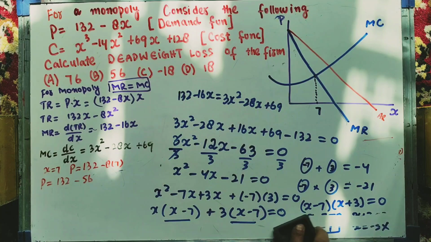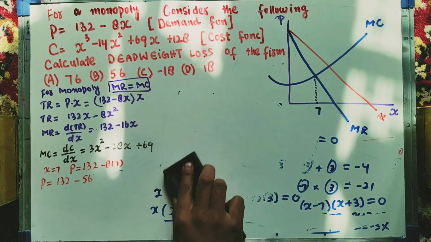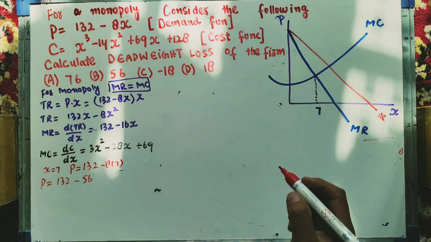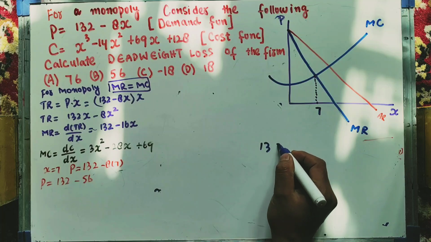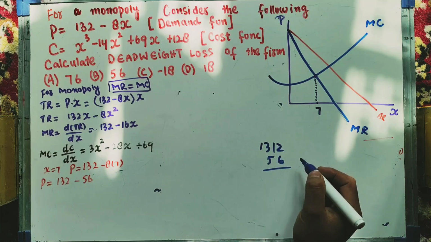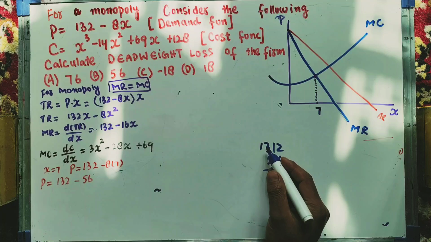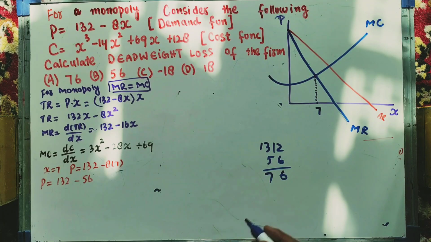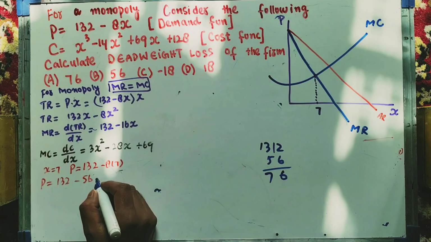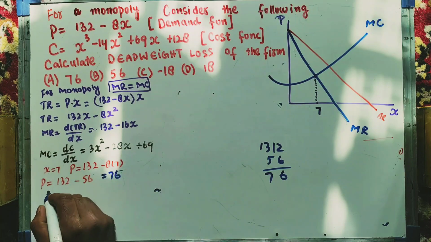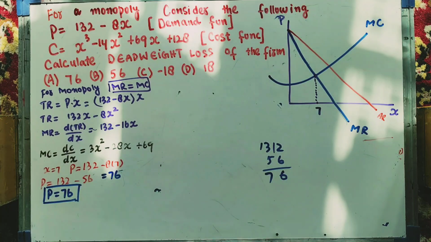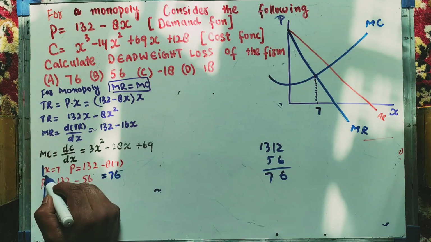So let me now rub this. So we have 132 minus 56. 132 minus 56 is, 12 minus 6 is 6, so 12 minus 5 is 7, I guess. So price will be equal to 76. So P is equal to 76. The monopolist will charge a price of 76 units and produce 7 units of output.